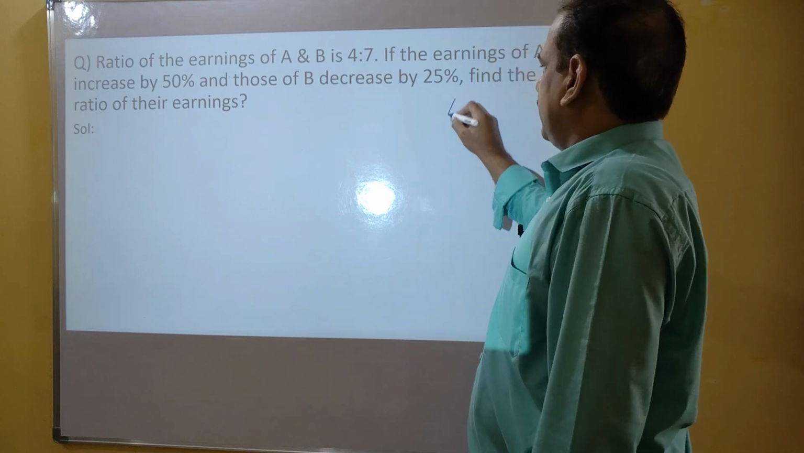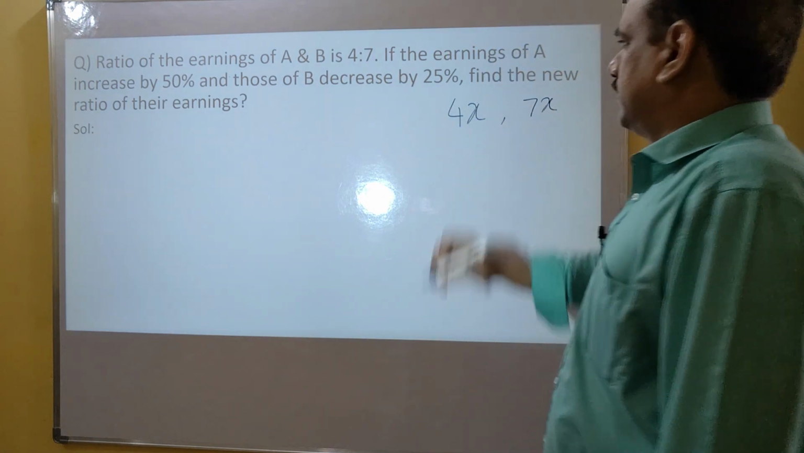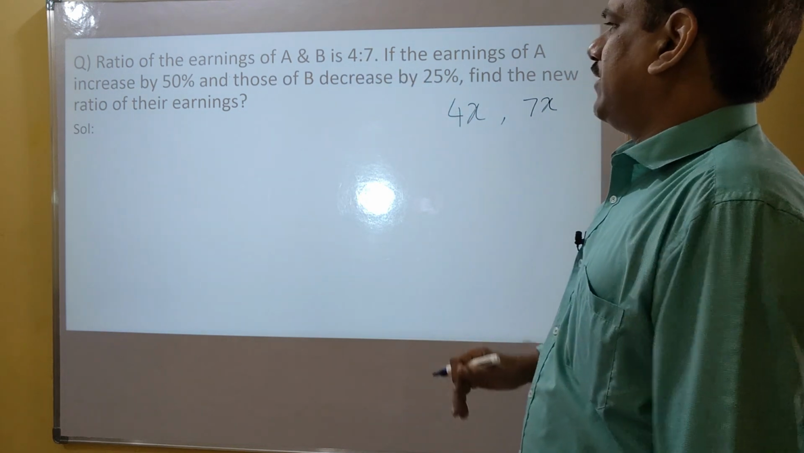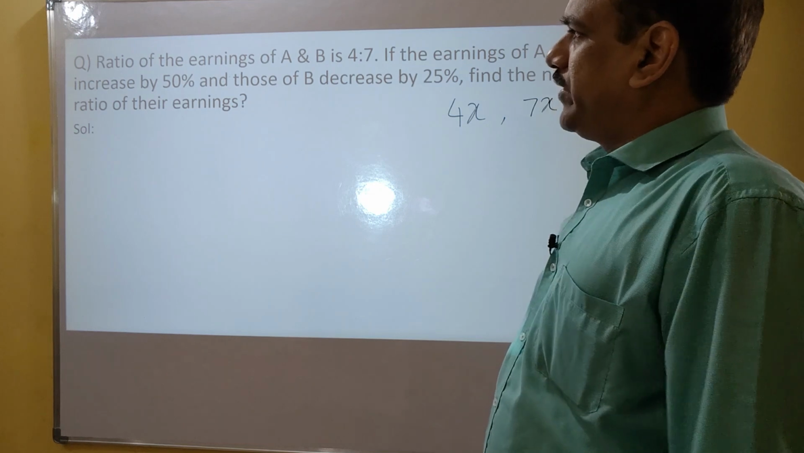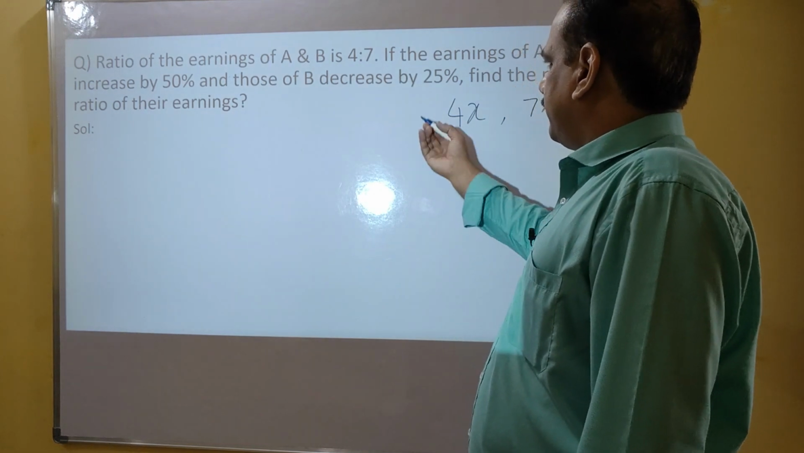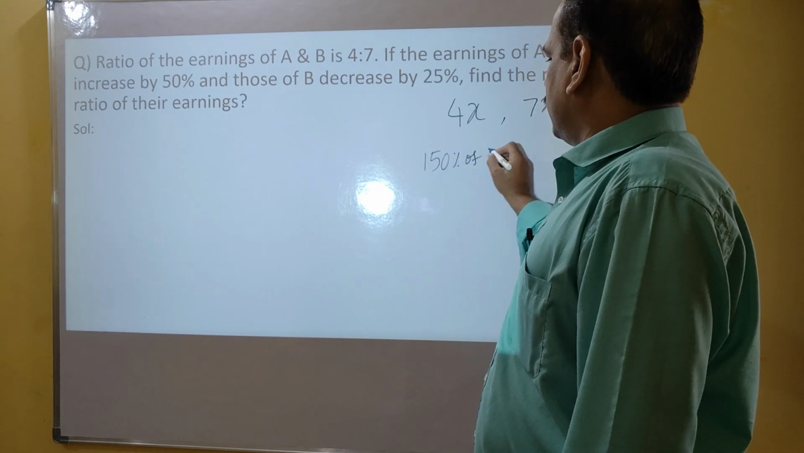The ratio of the earnings of A and B is 4:7. So we can take their earnings to be 4x and 7x, because they are in this ratio 4:7. If the earnings of A increases by 50%, then what is the new earnings of A? 150% of 4x.